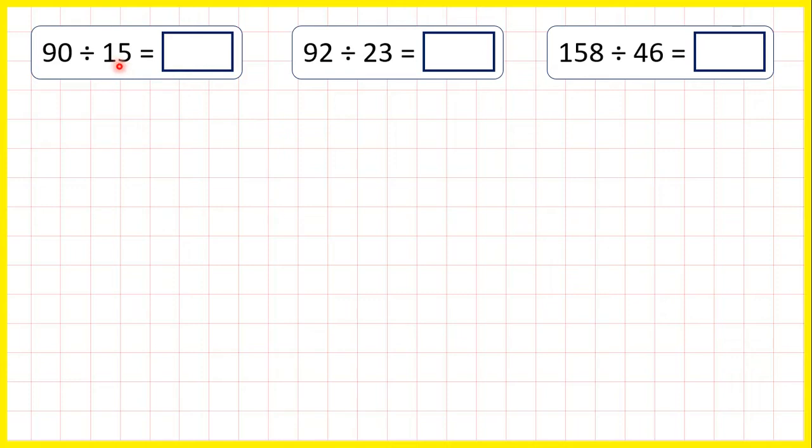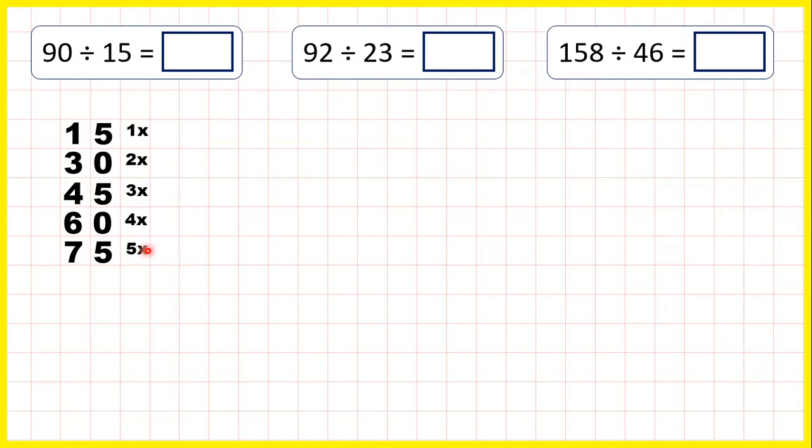Counting in 15s, we know that 15 is 1 times 15, then if we add another 15 we get to 30, so that's 2 times. Add another 15, we get to 45 as 3 times 15. Then another 15, we know that 60 is 4 times, 75 is 5 times, and 90 is 6 times 15, which means that 90 divided by 15 must be 6.